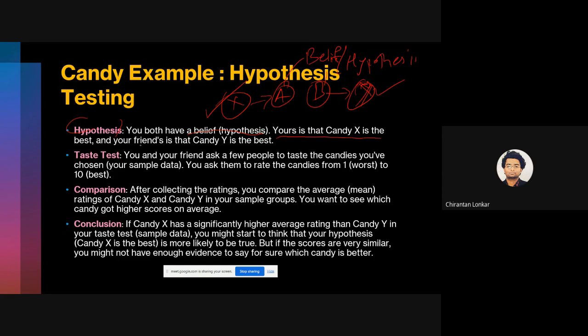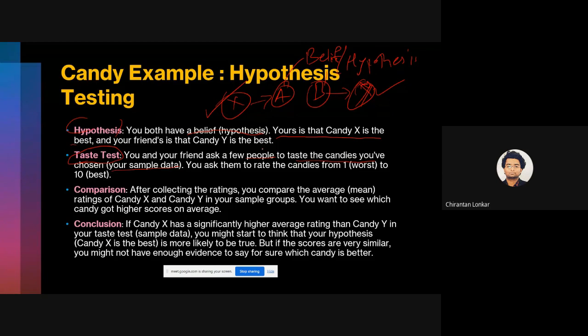Yours is that candy X is the best and Y is the best for candidate B. Now let's see how we are trying to do the taste test. How do we intend to do the taste test? You and your friend ask a few people to taste the candies you have chosen. Let's say you have your sample data.